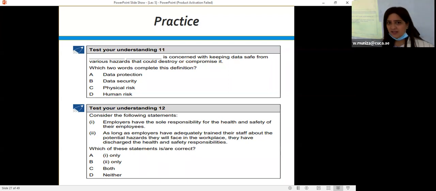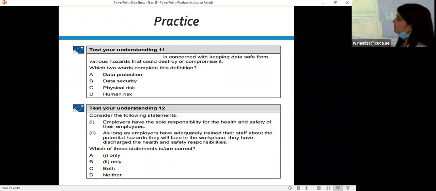Data security, data protection. Data protection is a wider term. Data security is a narrower term. Data protection can be against any of the hazards. It can be against the physical risk or the human risk. It can include data security as well. So data protection is the wider term.